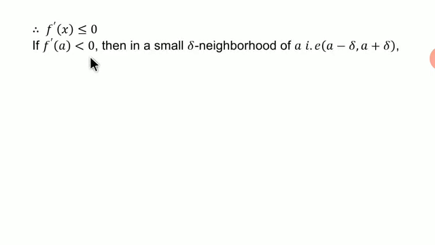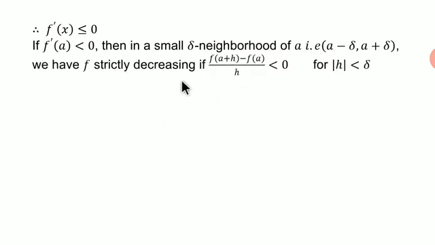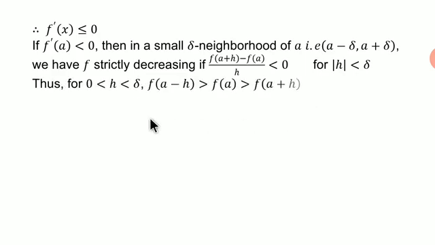So if f dash of a is less than 0, then in a small delta neighborhood of a, that is the open interval a minus delta to a plus delta, we have f is strictly decreasing if f of a plus h minus f of a divided by h is less than 0 for mod h less than delta. Thus, for 0 less than h less than delta, f of a minus h is greater than f of a, which is greater than f of a plus h. This is about decreasing function.